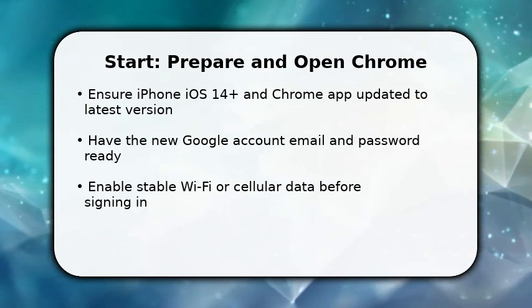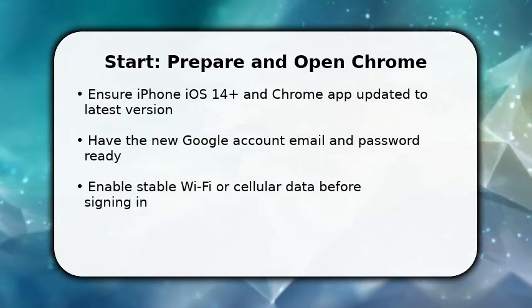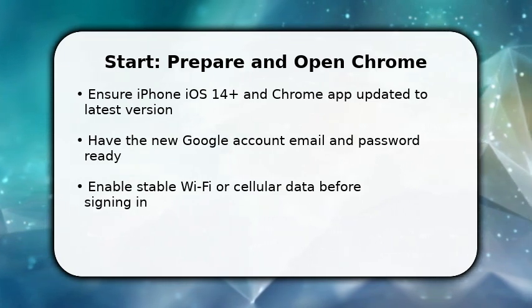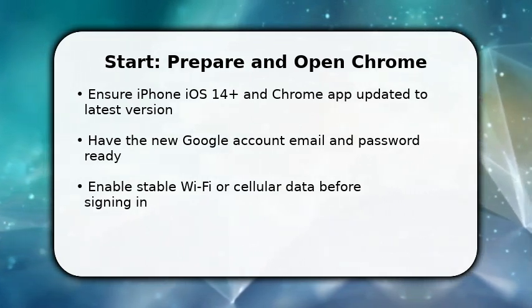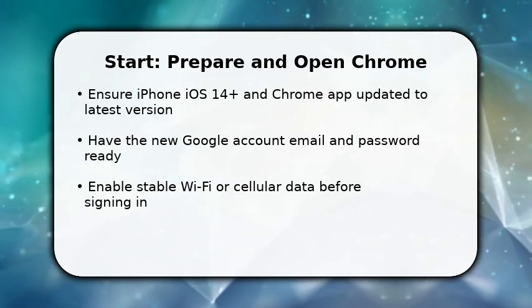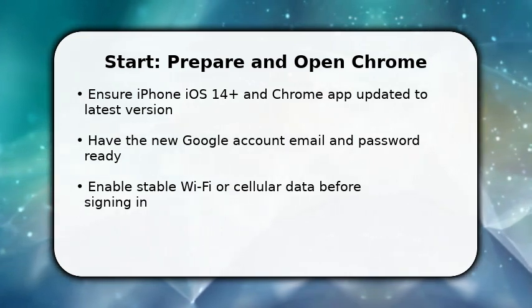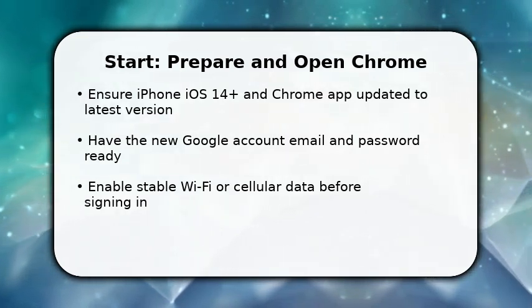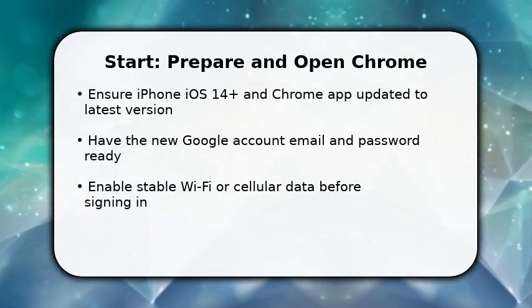Make sure Chrome isn't restricted by screen time, then tap your profile avatar at the top of settings to view current accounts. You start the switch here because Chrome ties browsing data to that profile. Beginning in settings reduces mistakes and speeds up the next steps.